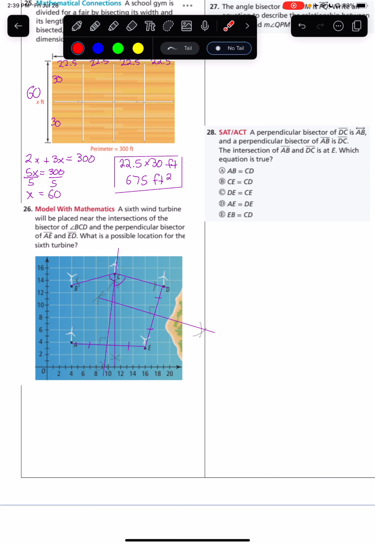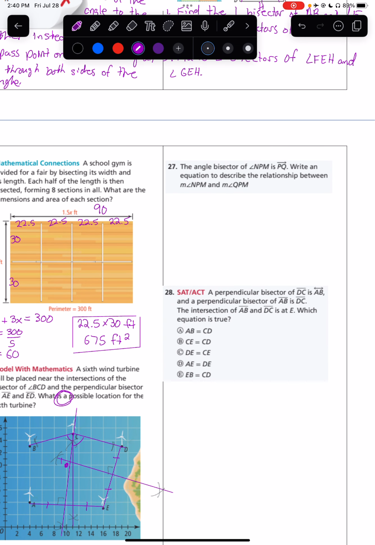So when we make all of those lines, we find that they don't intersect at exactly one point. But we also see that in our question, it says, what is a possible location? So that means we can pick some location that is close to the intersection of all of these. So maybe I could pick 10, 10 there, and say 10, 10 would be close to the intersection of those 3 lines.